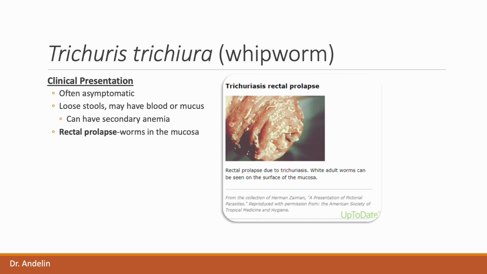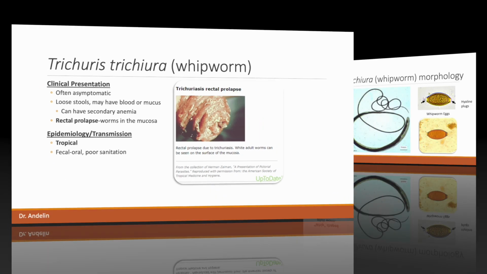While Trichuris trichiura often is asymptomatic, it can lead to loose stools that may have blood or mucus in them, which in turn can lead to a secondary anemia. A key feature of this is a risk of rectal prolapse, in which the mucosa of the rectum protrudes out of the anus, with the worms visible in the rectal mucosa. It's usually found in tropical regions or in travelers or migrants from such regions. It's spread through the fecal-oral route as a result of poor sanitation.